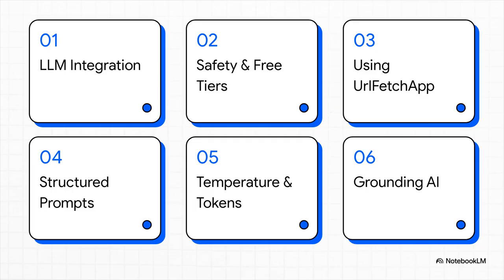Here is our roadmap for today. We'll quickly hit 1. Understanding LLM integration. 2. API safety and free tiers. 3. Connecting using URL fetch app. 4. Building structured prompts. 5. Temperature and token settings. And finally, 6. Grounding AI to stop hallucinations.